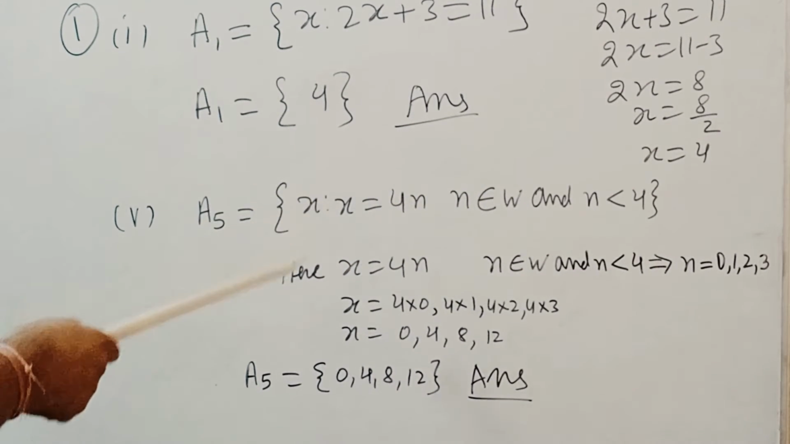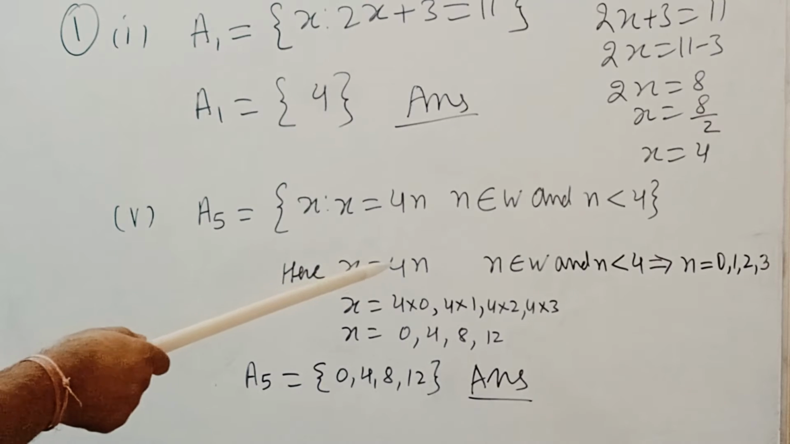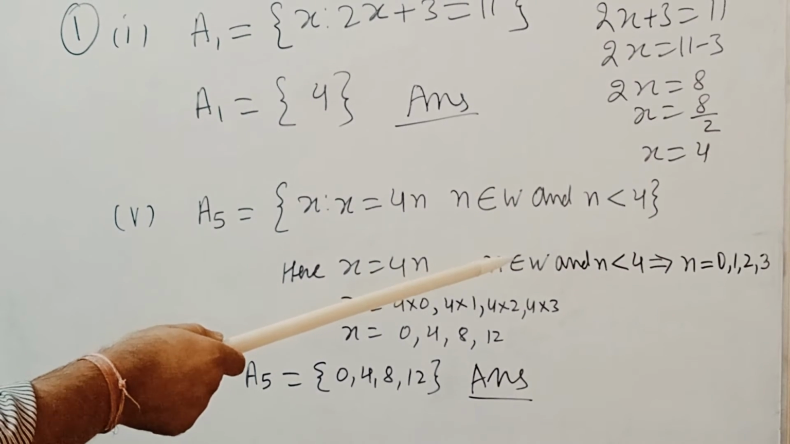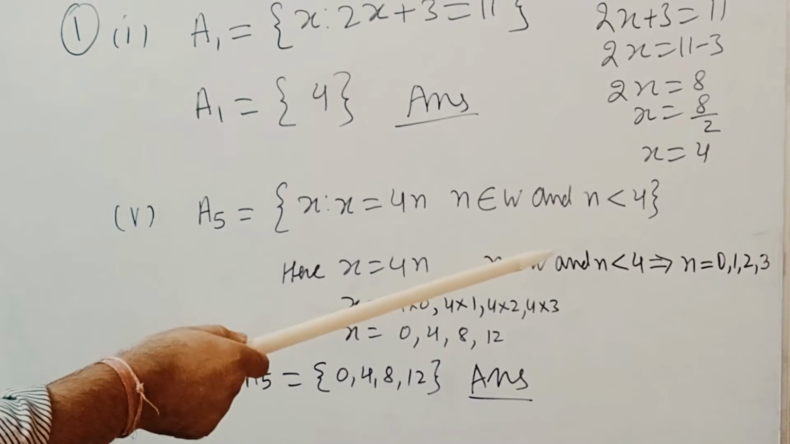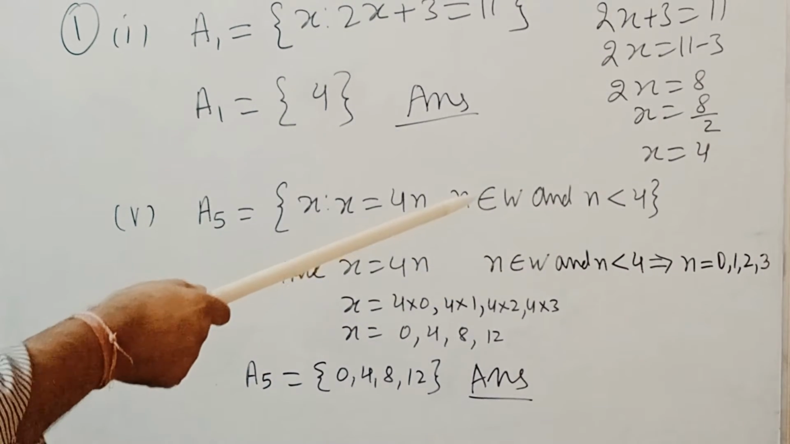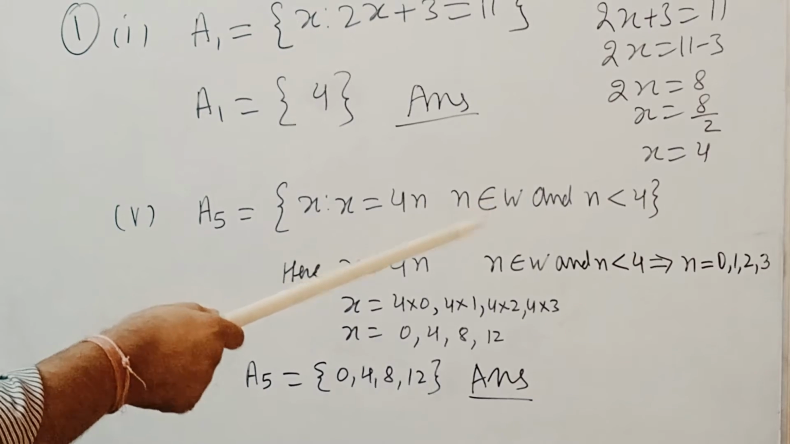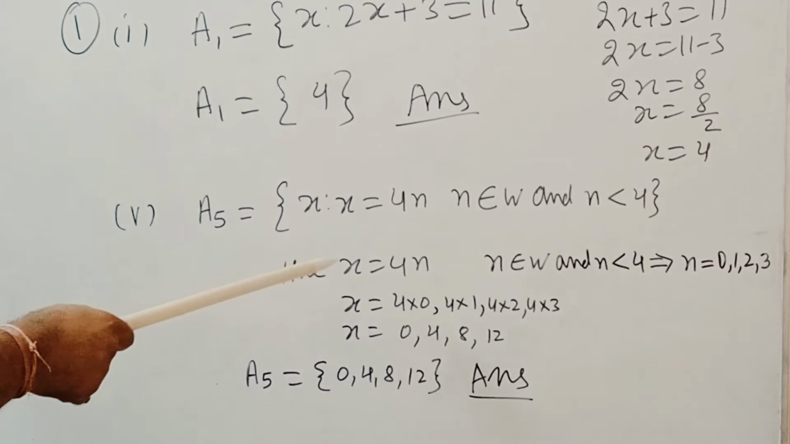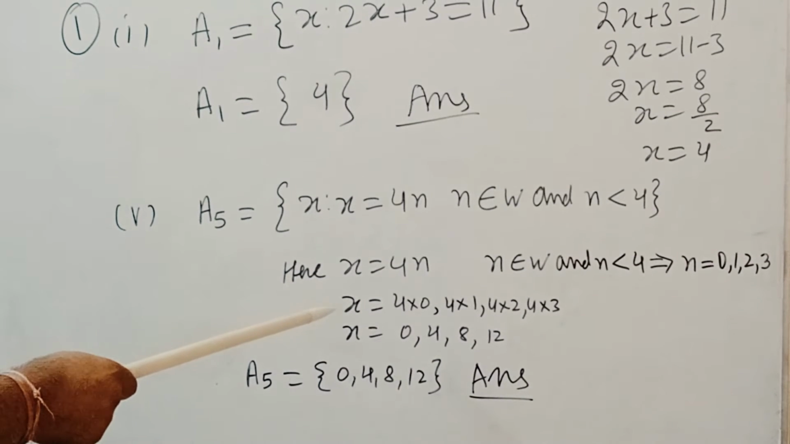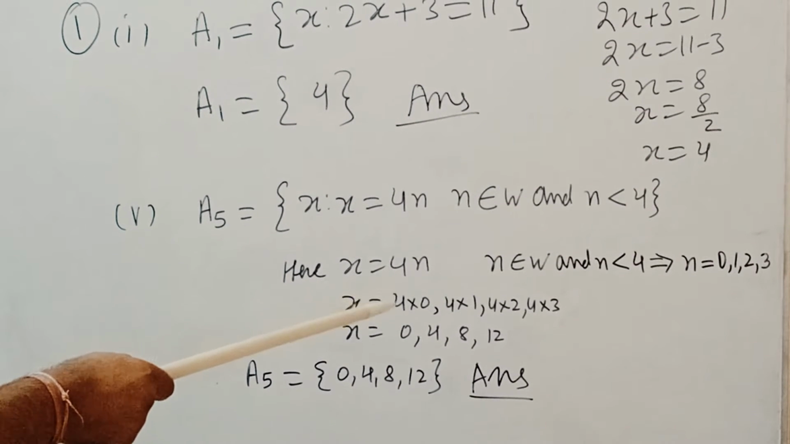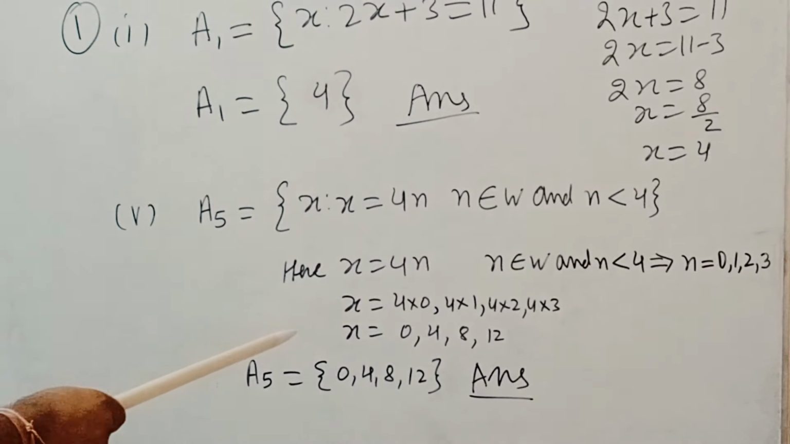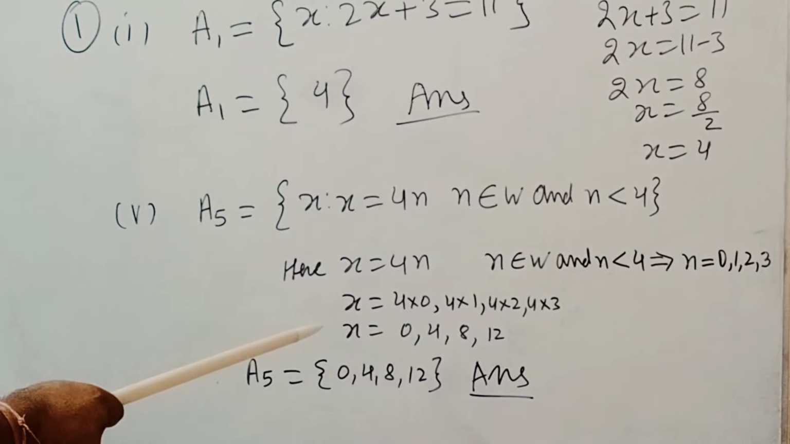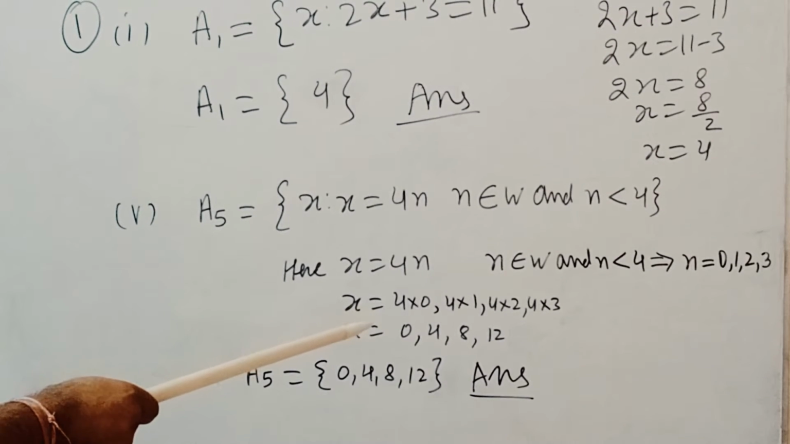Here x equal to 4n, n belongs to W, and n lesser than 4. That means the value of n will be 0, 1, 2, 3, up to 3, because n is lesser than 4. We will not take the 4 here. So now put the values of n, 0, 1, 2, 3, in x equal to 4n. We get x equal to 4 into 0, 4 into 1, 4 into 2, 4 into 3. So x equal to 0, 4, 8, 12.